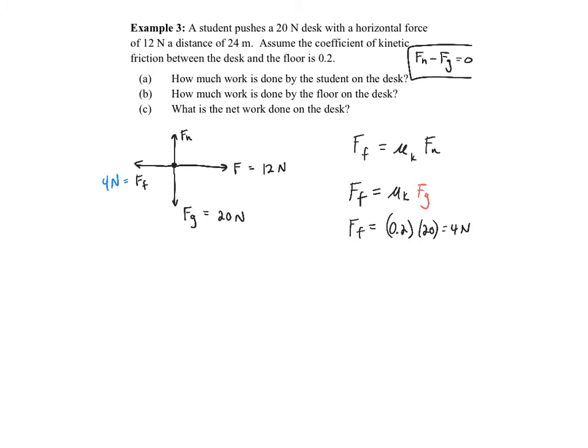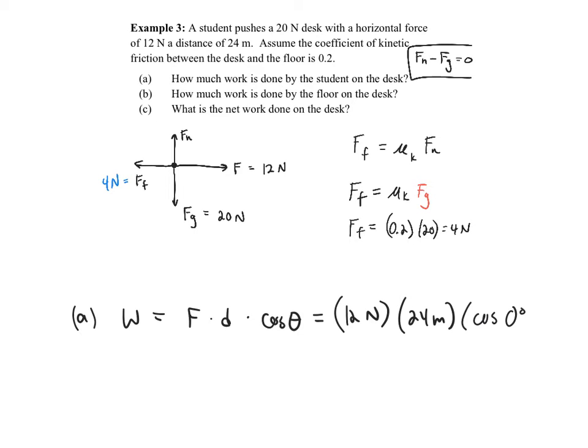So for part A, the math involved tells us work done equals F D cos theta, which is going to be 12 newtons, times the distance, which was given in the beginning of the problem. If you look back up, 24 meters, and it's the cosine of 0 degrees, which is really just 12 times 24, 288 joules of work. Again, that's the work done by the student.